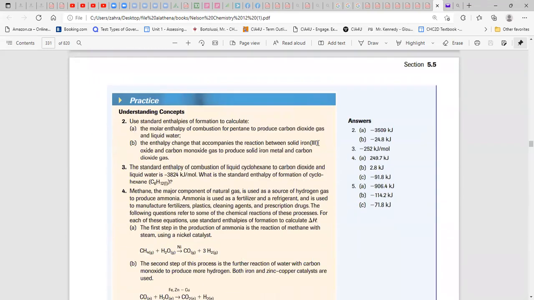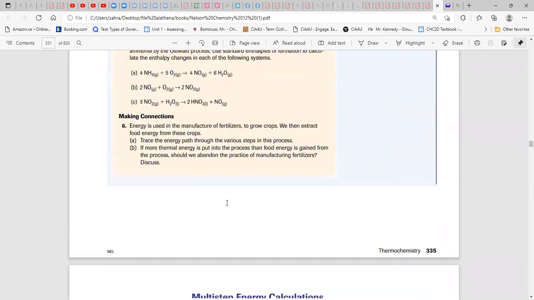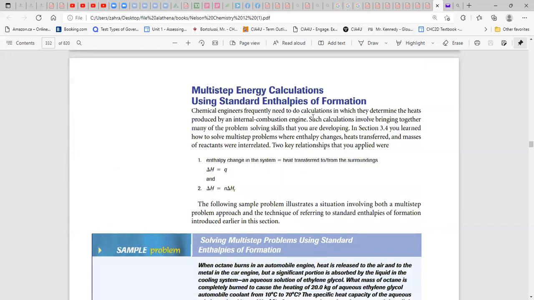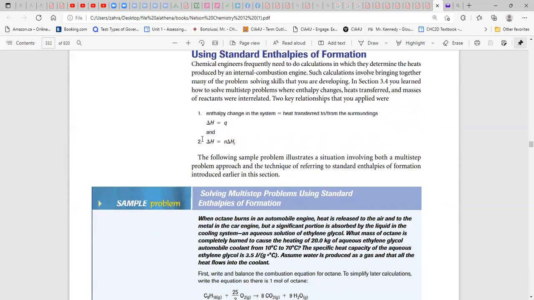So you can do questions 2, 3, 4, and 5 for this page. This is page 335: multi-step energy calculation using the standard enthalpies of formation. Before, we know that delta H is equal to the energy released into the system, and that the enthalpy change is equal to n multiplied by molar enthalpy.